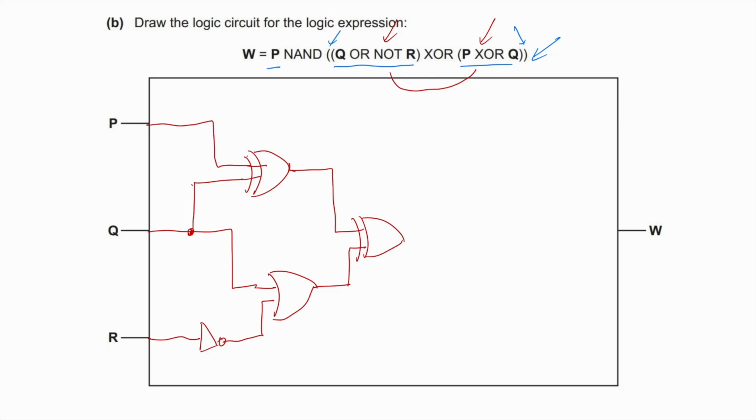And the output of this is going to be connected to P via a NAND gate. So we're going to draw another wire from P. And we're going to draw our NAND gate, which is just an AND gate with a circle on top. And we're going to hook that up to W.